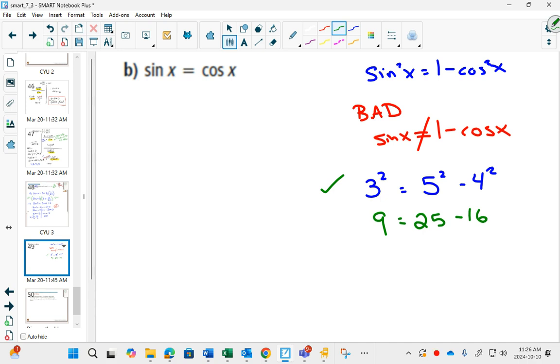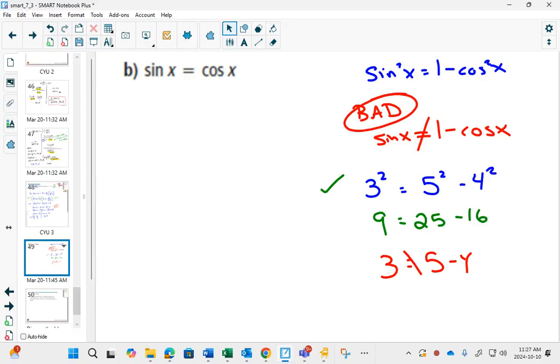Okay? Check out the bad part. If you just said, is 3 equal to 5 minus 4? You just square root and get rid of the squares, no, it's bad. 3 does not equal 5 minus 4. That's why this is bad. So again, you might be tempted by that, but there's no way to change sine to cos or cos to sine. Only sine squared to cos squared and cos squared to sine squared.